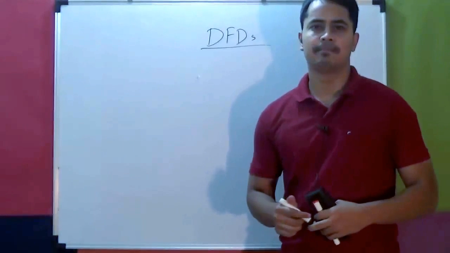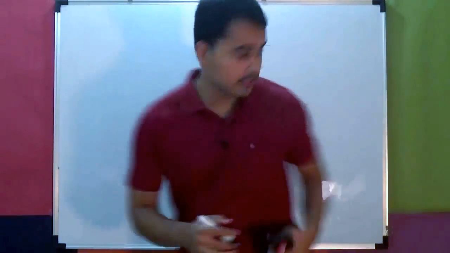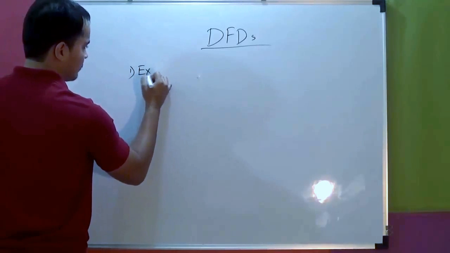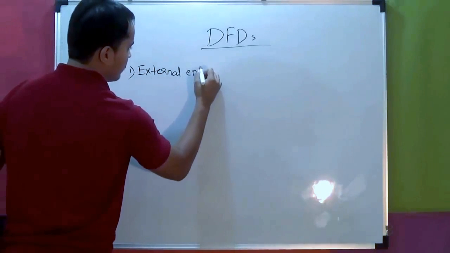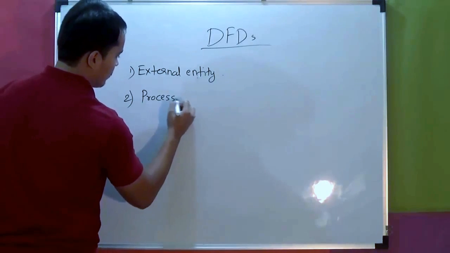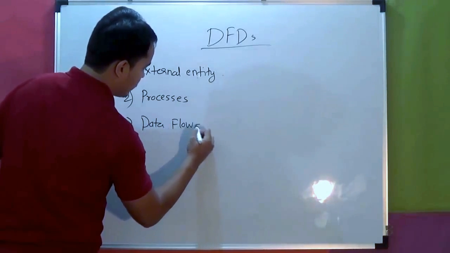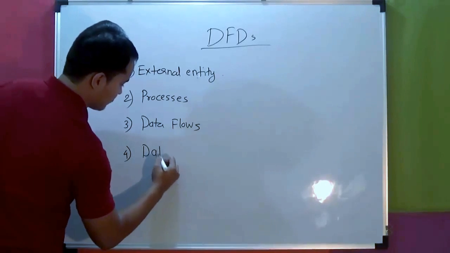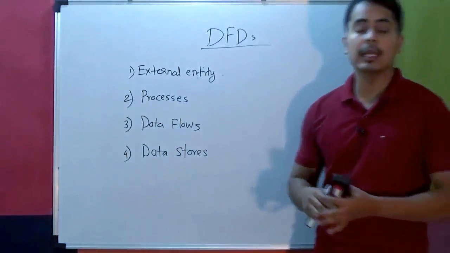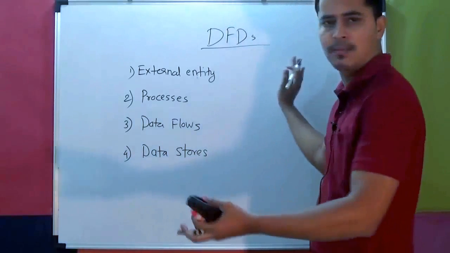Okay, so what are the technical terms that we need to know to get into DFDs? You mean components of DFDs? Yeah. Right. So the major components of DFDs are, first, something called an external entity. Then you have processes, then you have data flows, and then you have data stores. So these are the four major components that you will find in any data flow diagram whenever you see one or create one. So let's talk about general symbols.